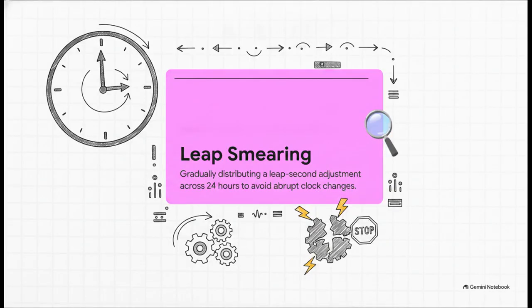And discrepancies don't automatically mean a system is broken or compromised. Sometimes perfectly functioning systems are just following different rules. Take leap smearing, for example. Systems like Google Public NTP use this process to gradually distribute a leap-second adjustment across a full 24-hour period. That avoids abrupt clock jumps.